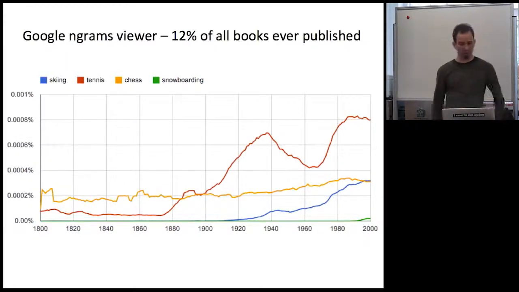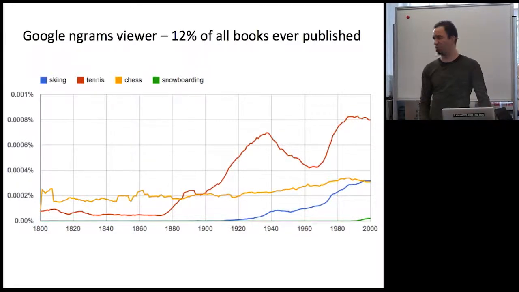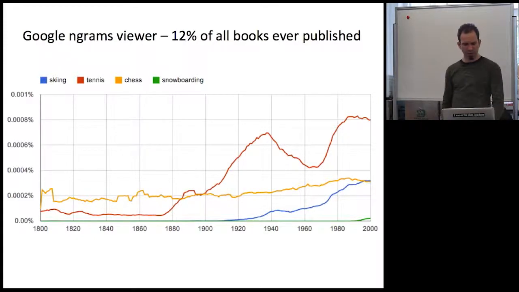So here's a story you can tell. Chess was more popular than tennis until the 20th century. Of course, that's not really what this says. What this says is the word chess appeared in more books than the word tennis until the 1920s. So maybe tennis was actually more popular, but the people were too busy playing it to write about it. You don't really know, right? So you gotta be careful with this. But let's play with this.